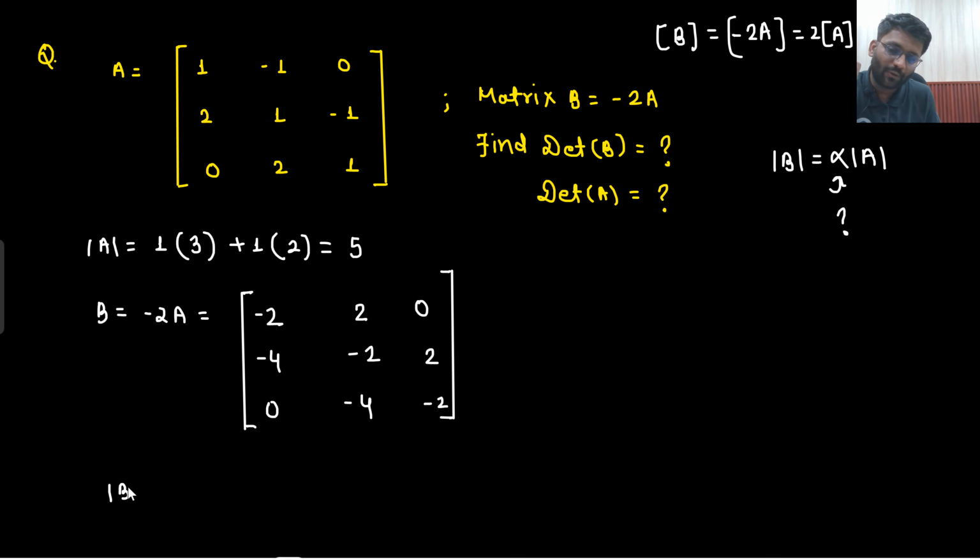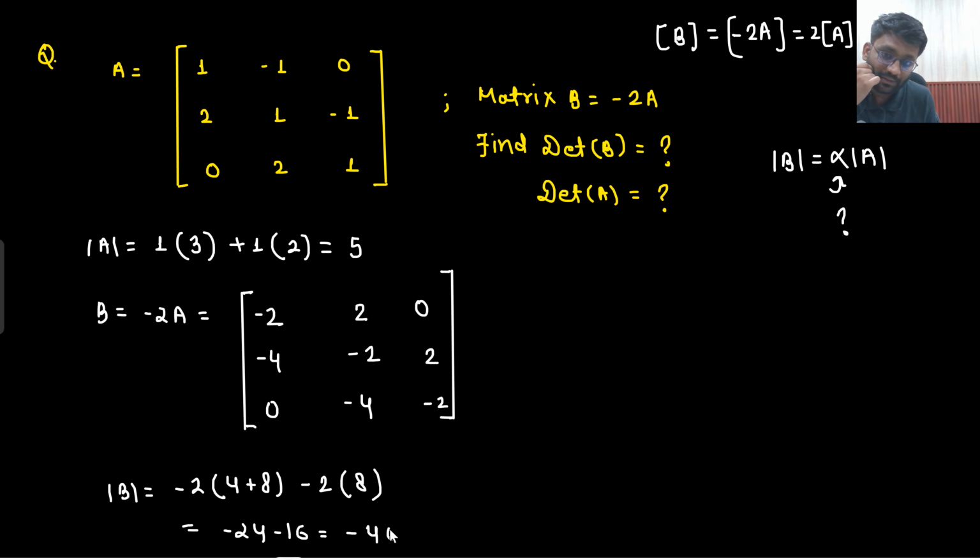Now can I find out the determinant of B? Yes sir, I can find out the determinant of B. What would that be? Minus 2 into 4 minus 8, then minus 2 into 8. So what answer am I getting? Minus 24 minus 16. What is the answer? Minus 40. Is that clear to you? So here the answer we are getting is 5, and here the answer we are getting is minus 40.